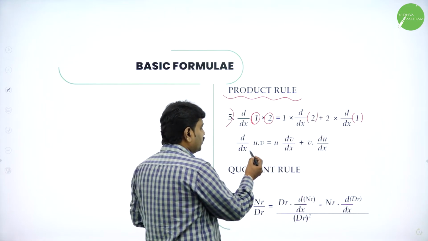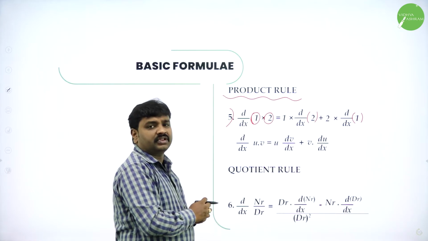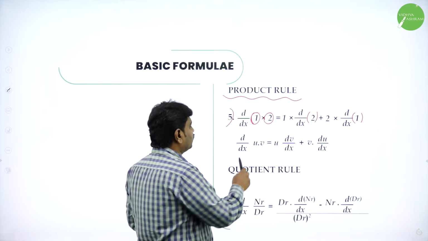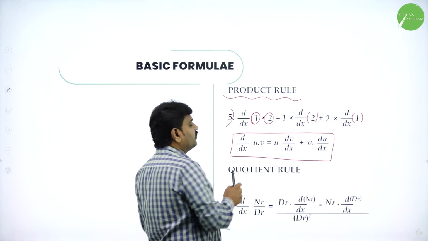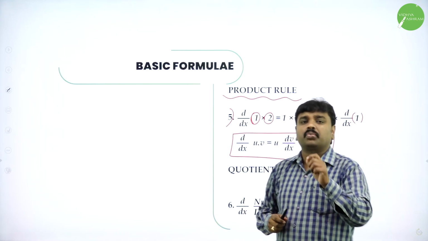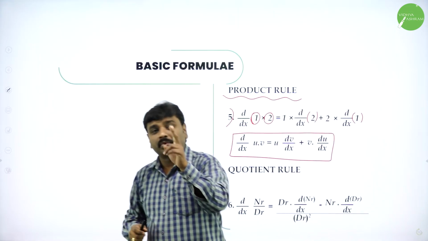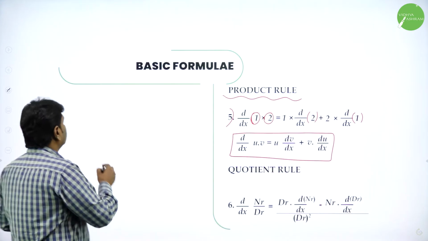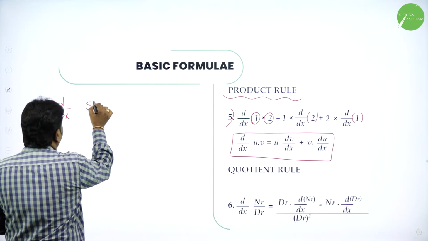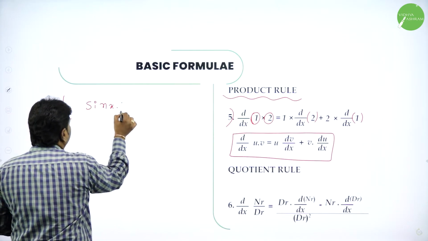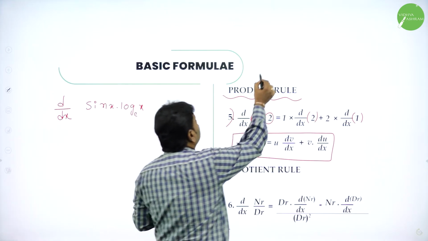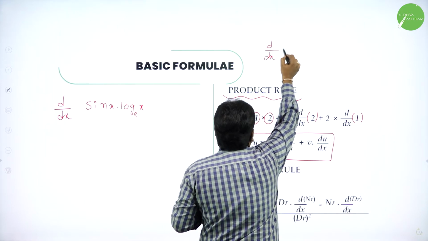And if you say the first function is u and the second function is v, we call it the uv rule: u into dv by dx plus v into du by dx. So first function into the derivative of the second function plus second function into the derivative of the first function. We call this what? The product rule. When to use it? When there is a product of two functions. One example I will take. Suppose we have d by dx of sin x into log x. I am repeatedly taking the same example because you have to become thorough with the formula.